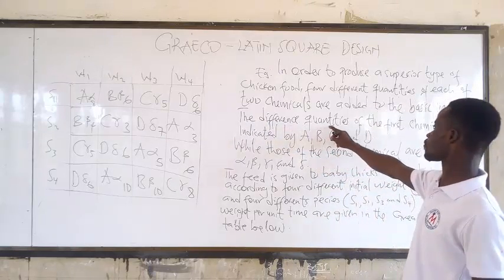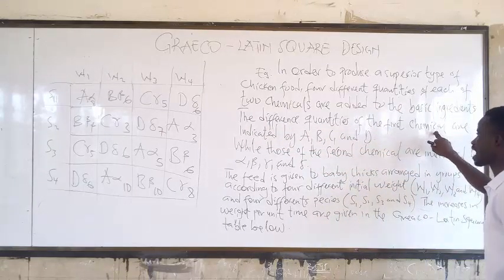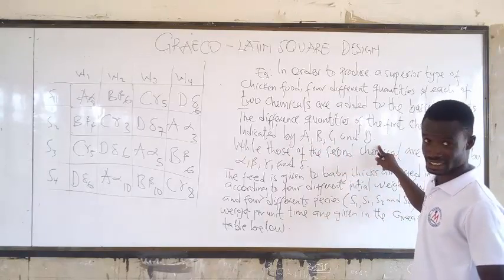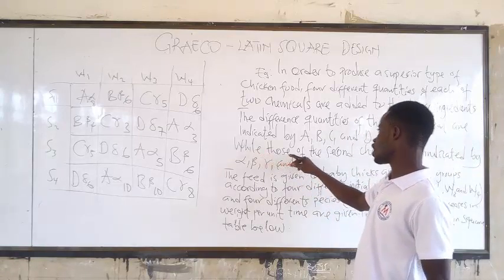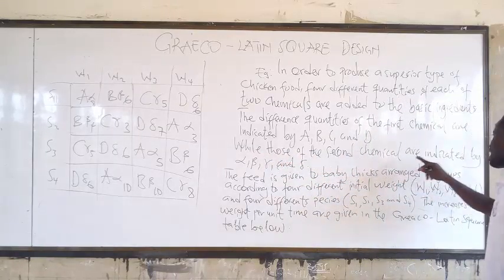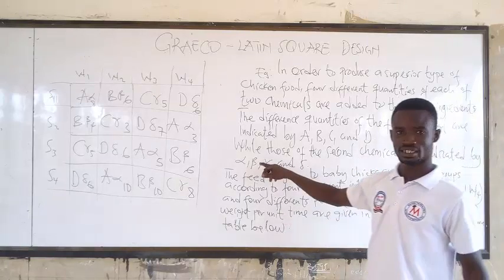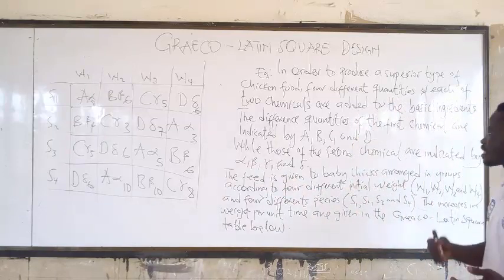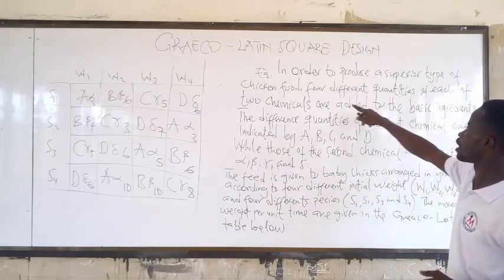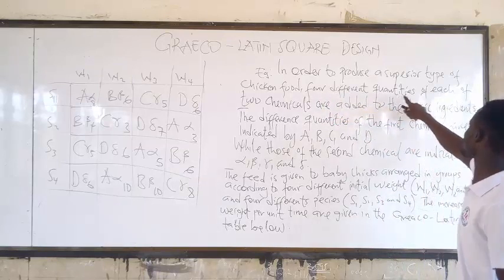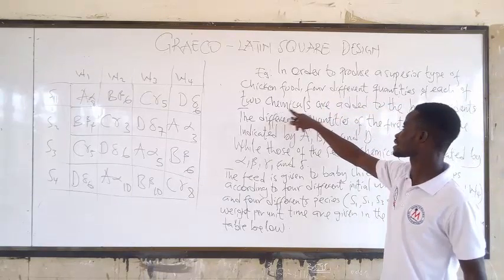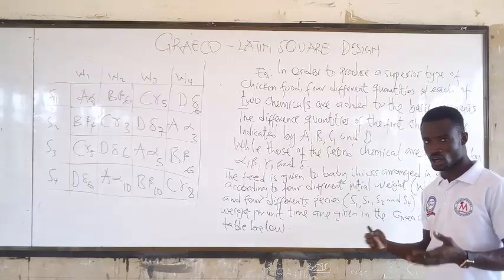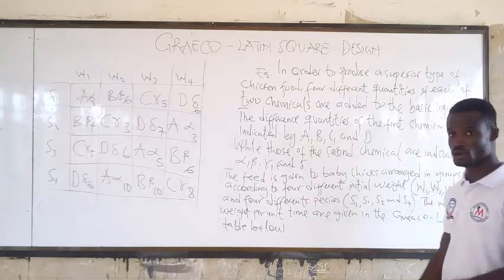The different quantities of the first chemical are indicated by the Latin letters, while those of the second are indicated by the Greek letters. Don't forget that the question says four different quantities of each of two chemicals are added. So you have to know your blockings.